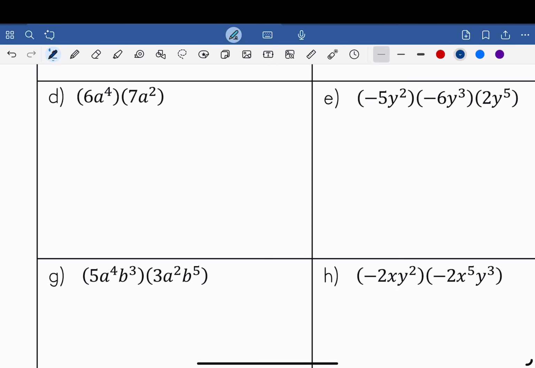So let's say, example D, we have now coefficients and a. So we'll highlight the coefficients and the variable a. So 6 times 7 is 42. And then a to the power of 4 plus 2, which is equal to 42a to the power of 6.